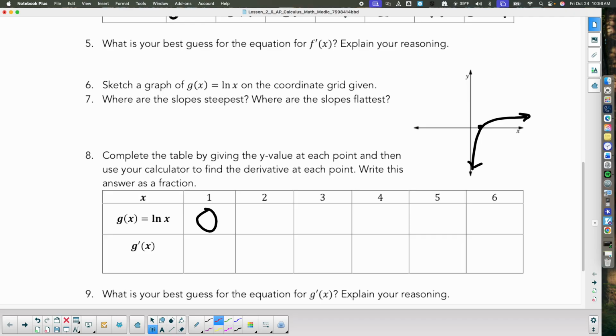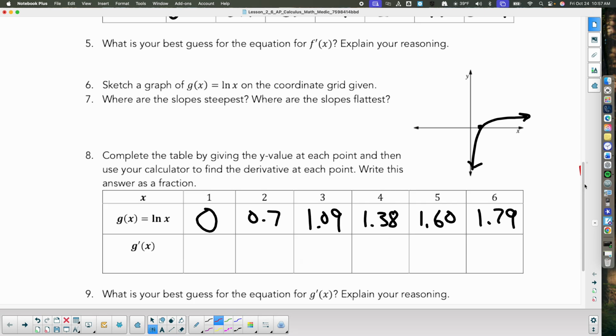H of 1 is 0. H of 2 is 0.69. H of 3, 1.09. 1.38. Yeah, pretty much all close at that stage. 1.60. 1.79. Thank you.